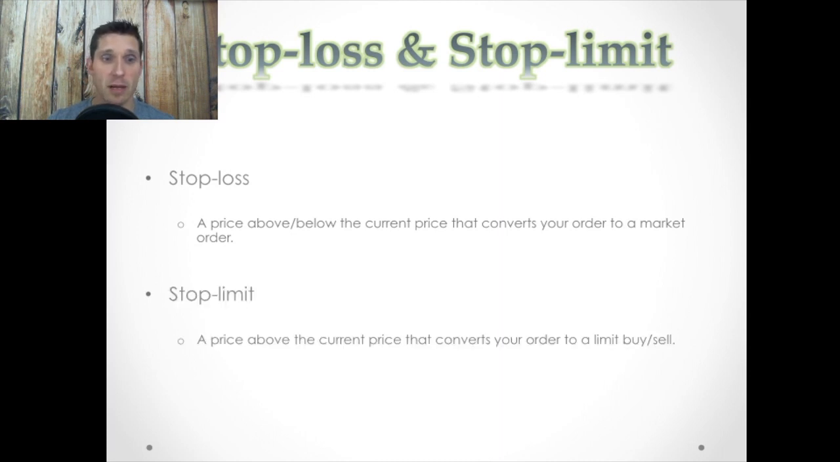The stop limit, a price above the current price that converts your order to a limit buy or sell. This is what I'm the biggest fan of when people talk about setting a stop below your price. So, hey, I bought this stock for $1. I want to set it at 95 cents because I want to make sure that I have that safety net of 5 cents or 5% between 95 cents and $1. So I set my stop limit at 95 cents, saying, hey, if this price gets below $1 and it starts going south, if it gets to 95 cents, just sell it.